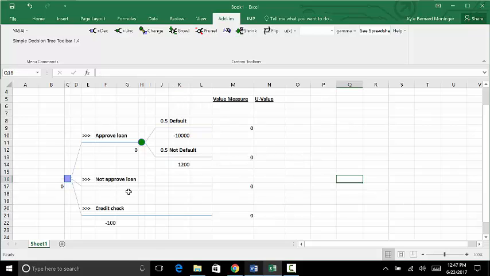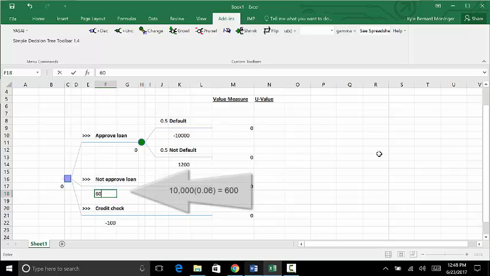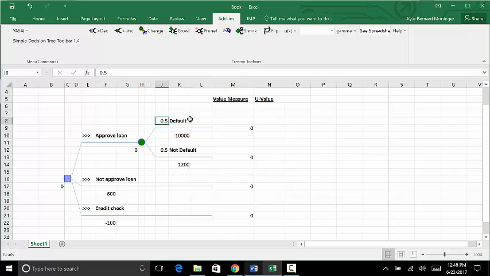If I do not approve the loan, the problem says I invest it in bonds for 6% interest. Therefore, my gain now is $600. The problem tells us the probability of a customer defaulting is 4%. Not defaulting, therefore, would be 0.96.